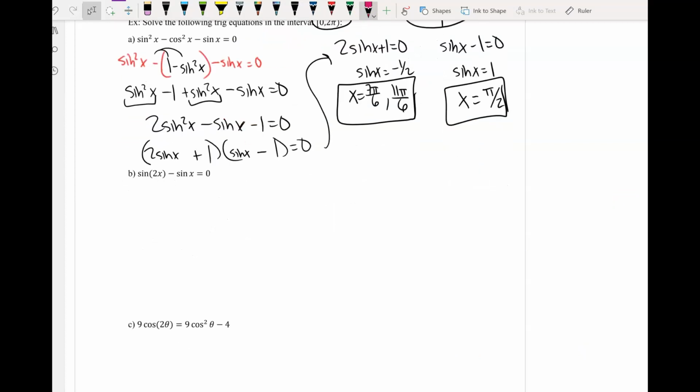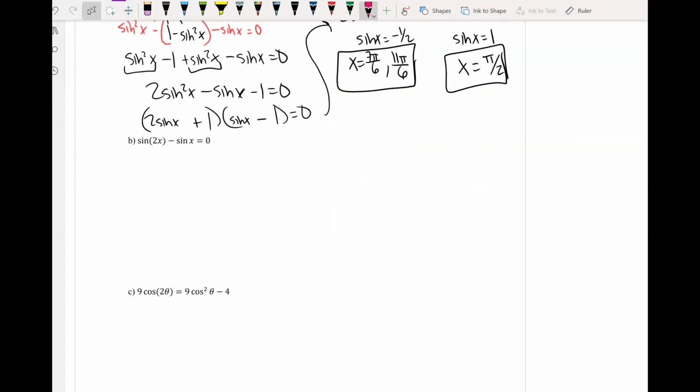All right, so now let's look at this guy. So sine 2x minus sine x equals 0. So this looks like a double angle formula, right? Sine 2x. So if you remember, sine 2x is just equal to 2 sine x cosine x. So that's this guy. Then I have the minus sine x equals 0.